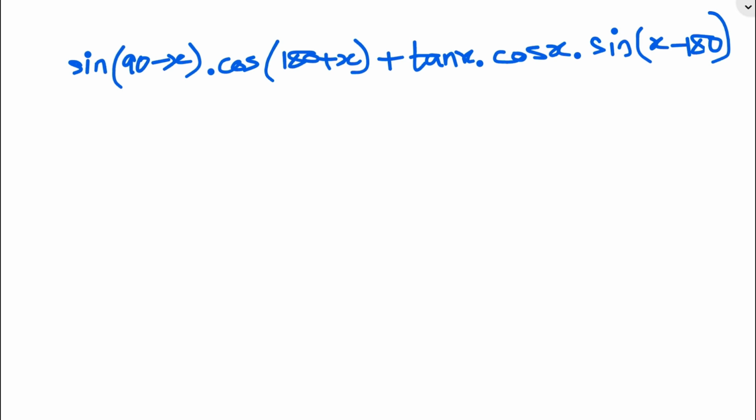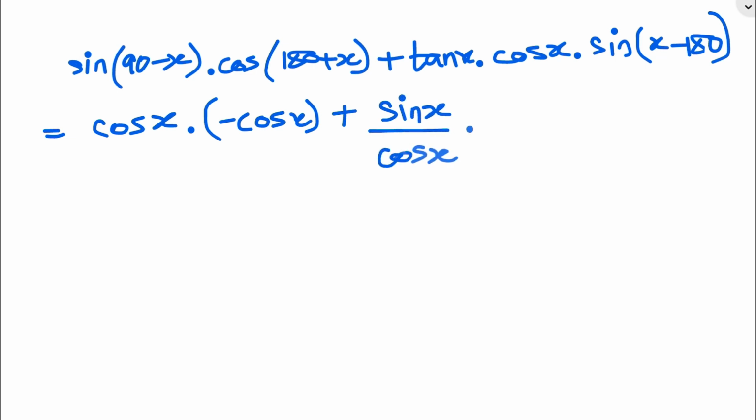Sine of 90 minus x. Well, since it's a co-function, sine of 90 minus x simply becomes positive cos x. And then cos of 180 plus x is in the third quadrant, so cos becomes negative. Tan is an identity expressed as sine divided by cos, and tan is also being multiplied by this cos over here. So I'm just going to write that like that.